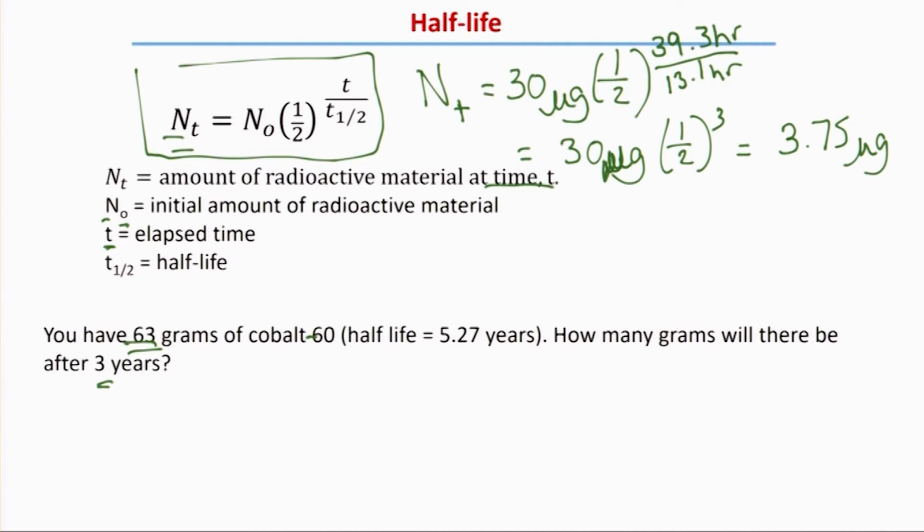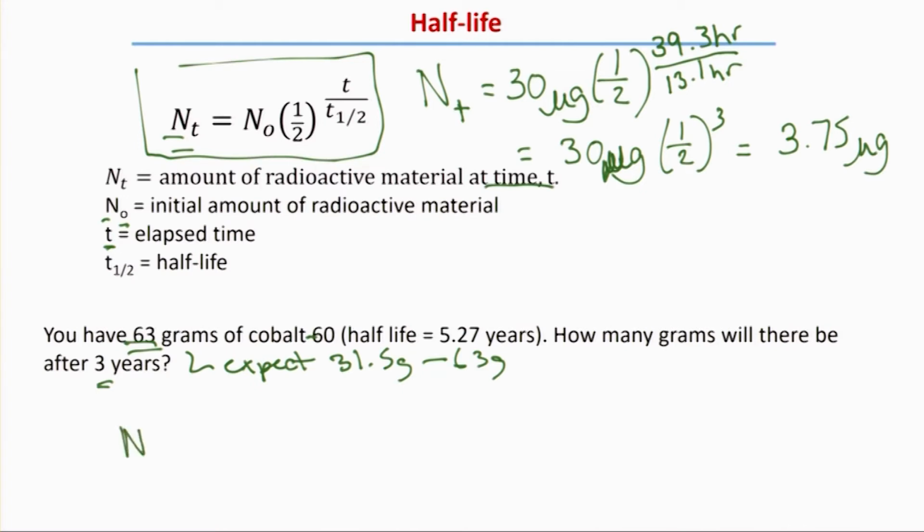I guess I would say we expect this to be somewhere between what it is at a half-life at 5.27 years, which would be 31.5 grams, to what it is right at the initial time, 63 grams. Now you have to kind of set this up. So let's figure out what it is using the equation above.